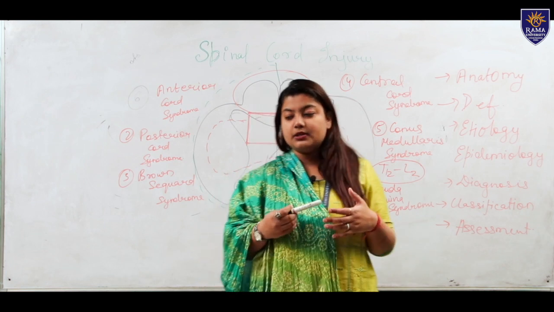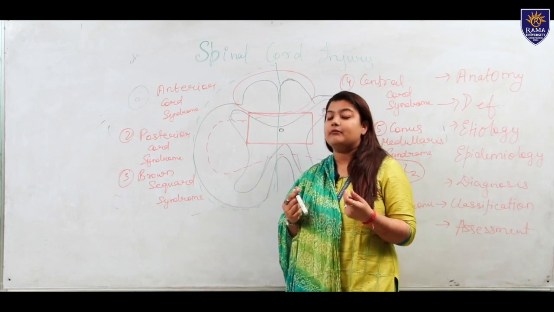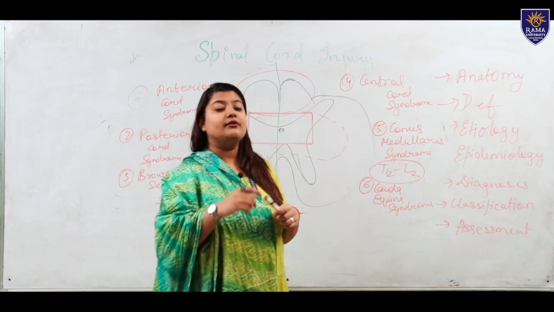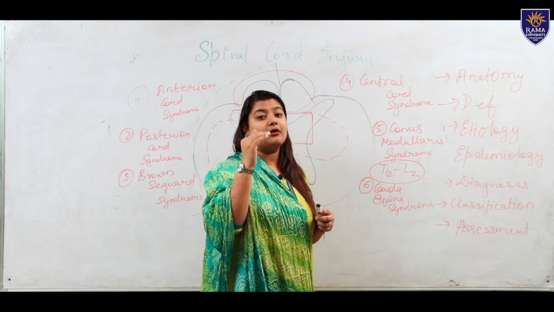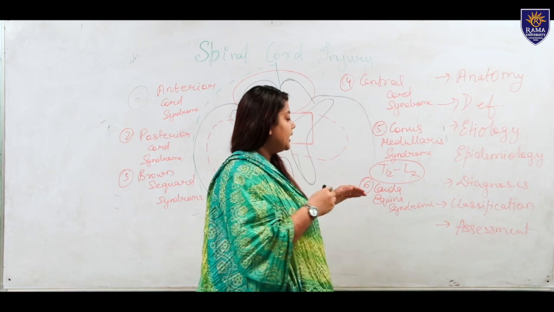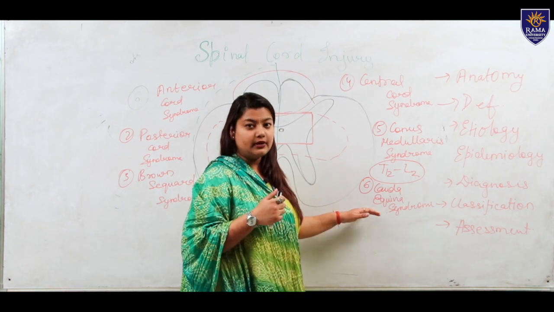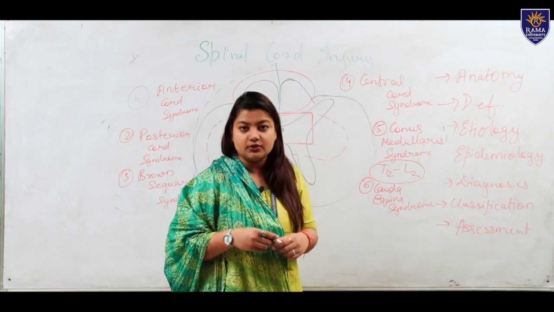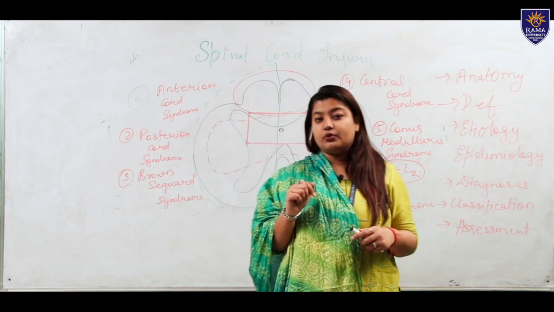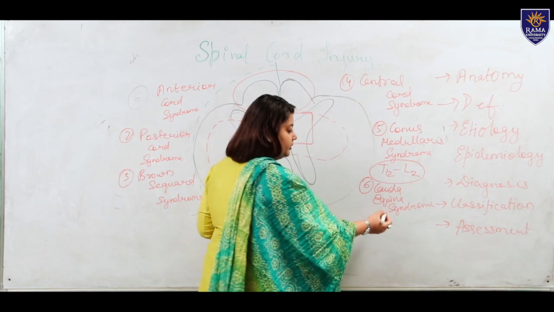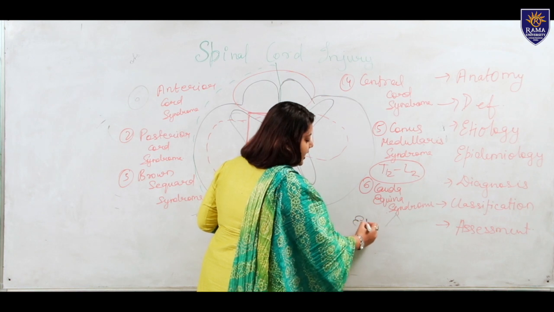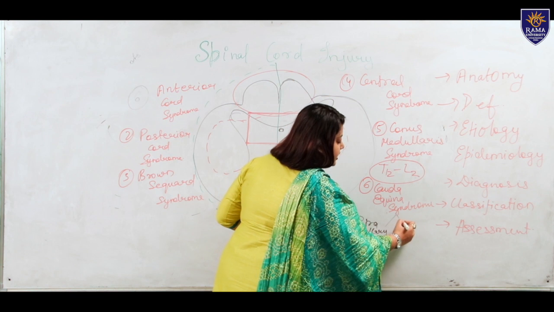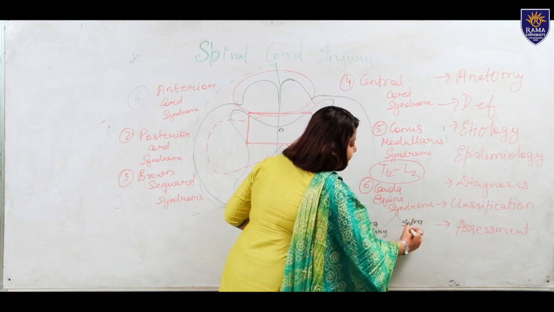Cauda equina syndrome is basically any injury or damage to the cauda equina part of the spinal cord, which is the last part, just above the filum terminale. So, any injury at the cauda equina level, at the level of L2, L3, L4 will be termed as cauda equina syndrome. This cauda equina syndrome could be of two types: one could be extramedullary and the second will be intramedullary.